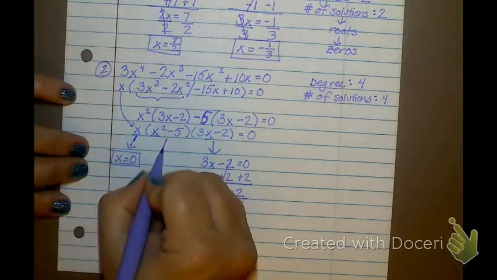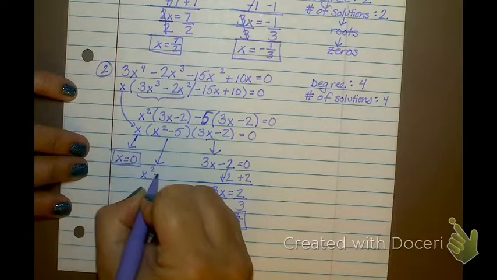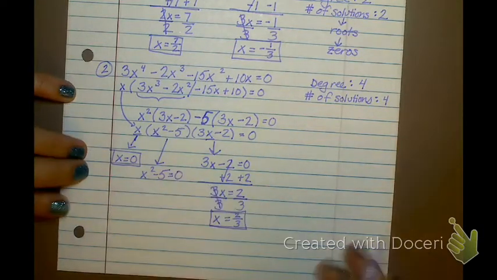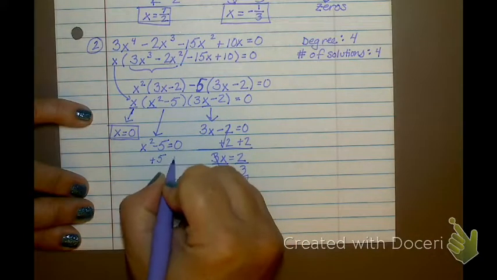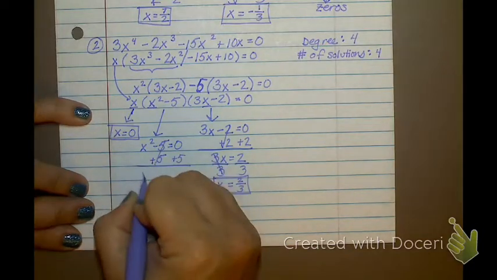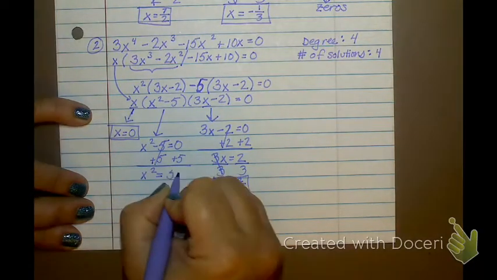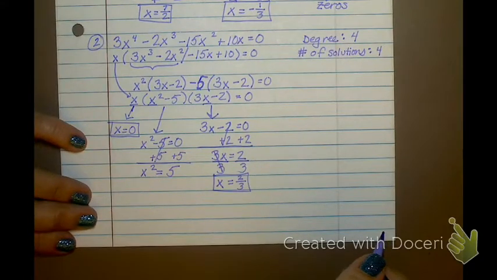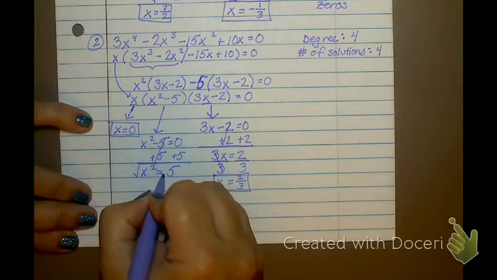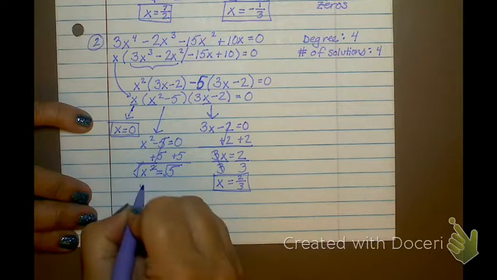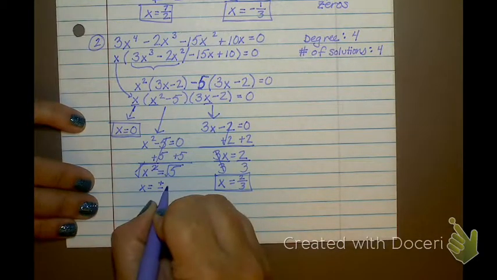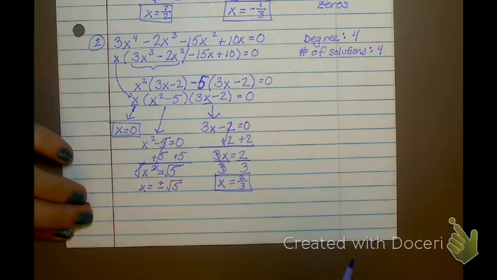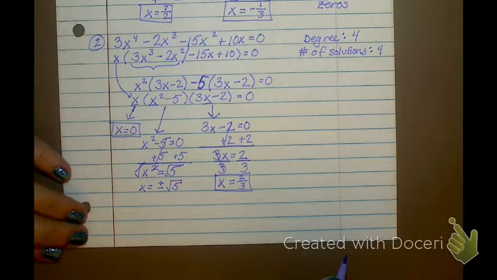So if I set x squared minus 5 equal to 0, how am I going to get x by itself? Add 5, right? That gives me x squared equals 5. How do I get x by itself now? Take the square root. Now, when I take the square root of something, what do I have to remember? Positive and negative. Right? Because the square root of 9 is not just 3. It's 3 and negative 3.